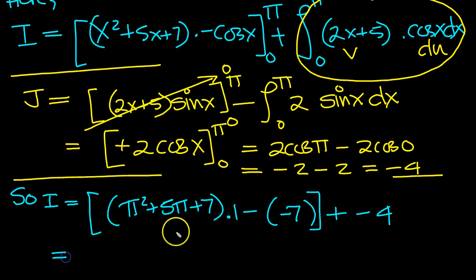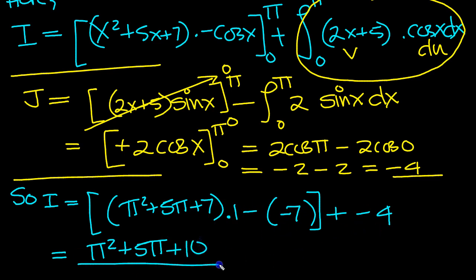So that's equal to pi squared, and we've got a 5 pi, and then we've got a 7 here, and a plus 7 is 14, take 4 is 10. Pi squared plus 5 pi plus 10.